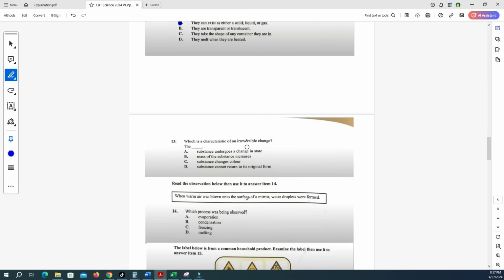Which is a characteristic of an irreversible change? The substance undergoes a change in state. Well, it doesn't mean it can't change back. The mass of the substance increases. That doesn't mean that it can't lower the mass. The substance changes color. You can repaint it or change the color again.